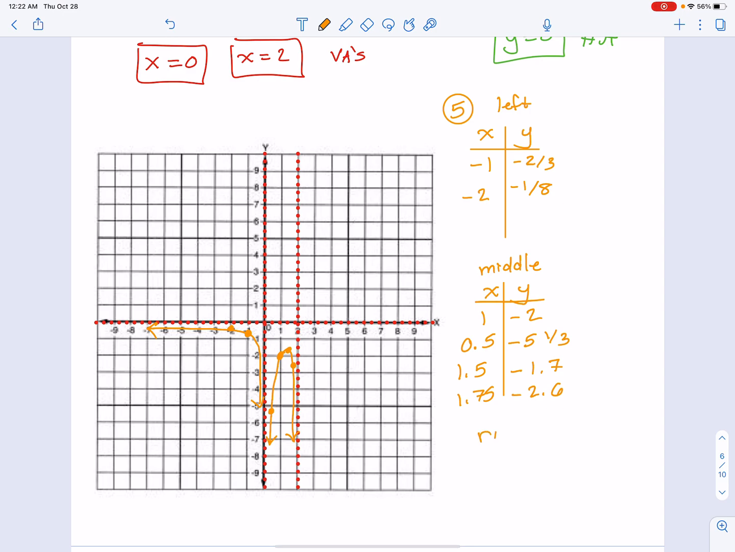And then on the right side of our graph, if we look at some values over there, we'd have values like 3 and 4. 3 would give us 2/9. 4 would give us 1/16. So we'd have something like here. No, that's not. Maybe more like here and down here. But you can see that we're going to be coming up towards this vertical asymptote and down towards our horizontal asymptote.